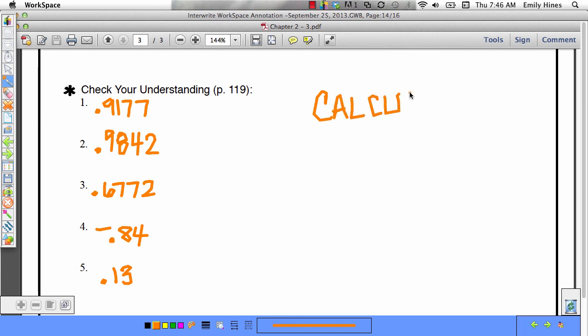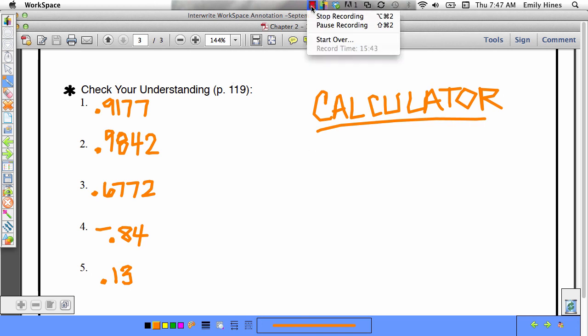And be on the lookout for calculator videos, because they will help you. You don't have to use the calculator. Table A is just as good. But there are some things on the calculator that you can use instead of table A. So be on the lookout for some calculator videos.